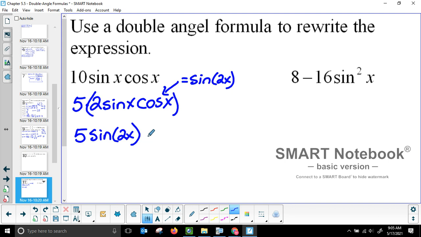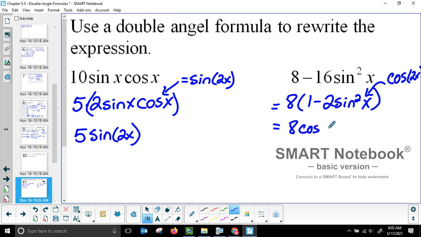All right, same thing here. If I factor out an 8, I'm left with 1 minus 2 sine squared x. Well, this piece here is simply one of our cosine of 2x double angle formulas. So we can simply rewrite this as 8 times the cosine of 2x. So that's just kind of going backwards. Any questions or concerns there?